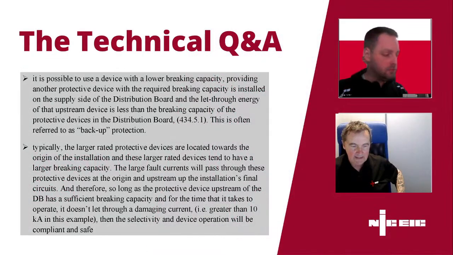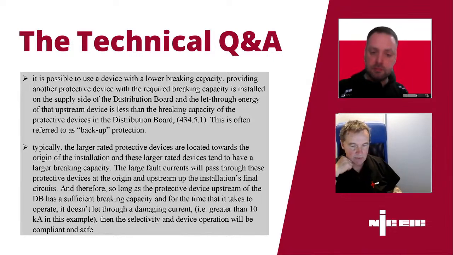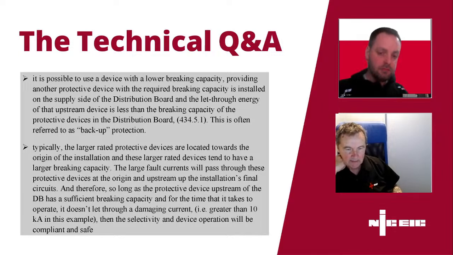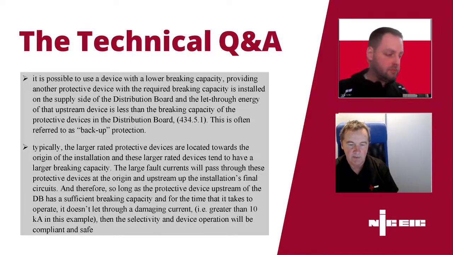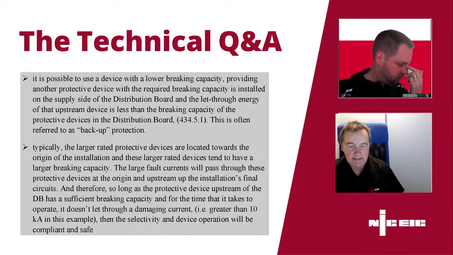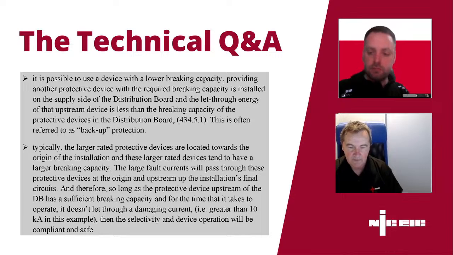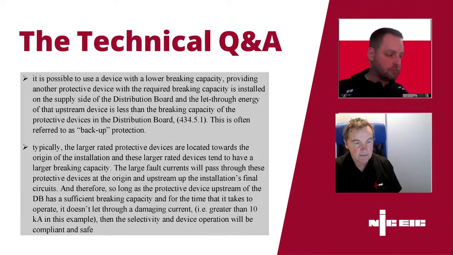So within 7671, and we'll show you the regulations that talk about it a little bit later, it is possible to use a device with a lower breaking capacity, providing that another protective device with the required breaking capacity is installed on the supply side, so upstream of the distribution board, and then the let through energy of that upstream device is less than the breaking capacity of the downstream device. So that's what's referred to as backup protection.